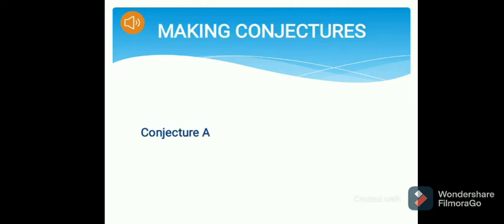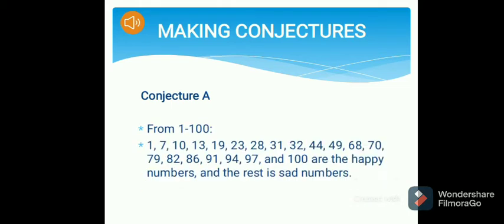Conjecture A. From numbers 1 to 100, 1, 7, 10, 13, 19, 23, 28, 31, 32, 44, 49, 68, 70, 79, 82, 86, 91, 94, 97, and 100 are happy numbers. The rest are sad numbers.